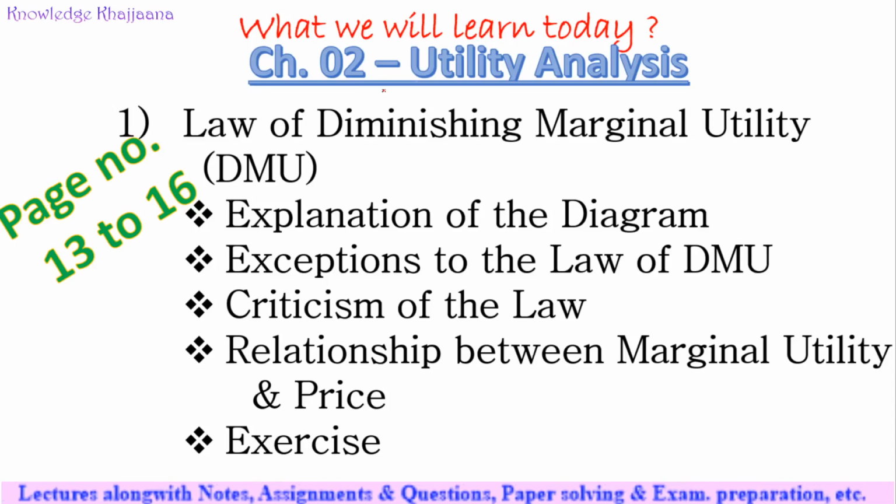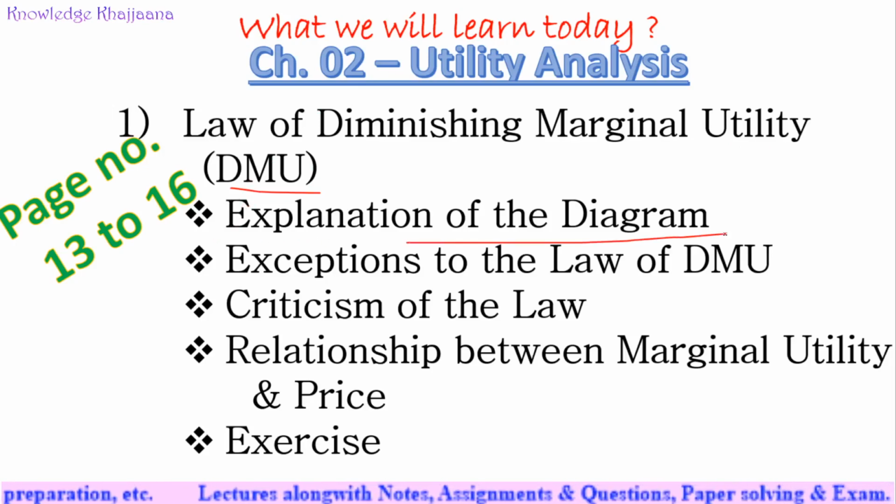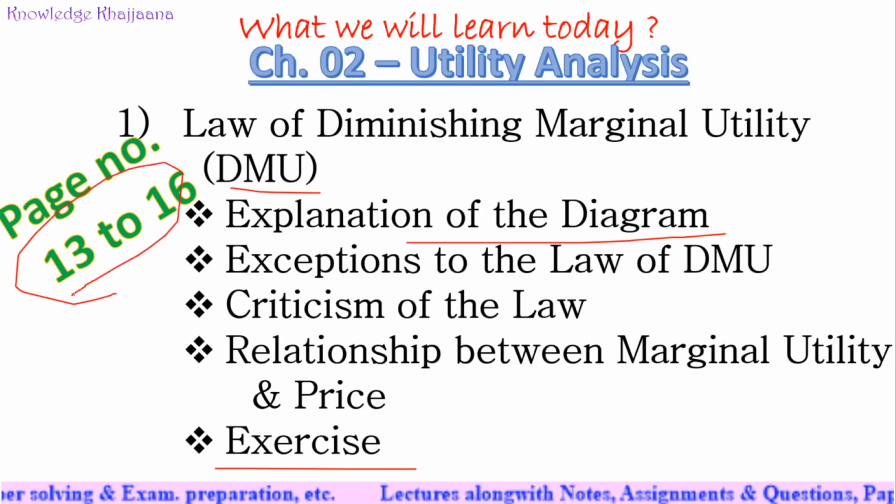What we are going to learn today? We are learning chapter 2, that is utility analysis, and we are learning the law of diminishing marginal utility, that is DMU. Now the next part, that is explanation of the diagram, which we learnt in our earlier lecture. Then exceptions to the law of DMU, criticism of the law, and relationship between marginal utility and price. And then we'll see the exercise, which is given on page number 10 to 13. Let's start with the lesson.